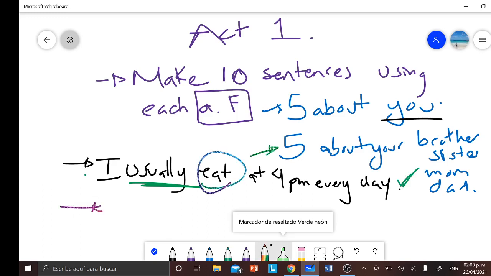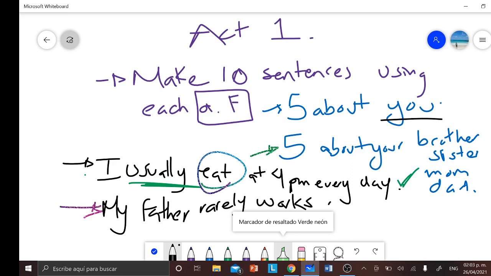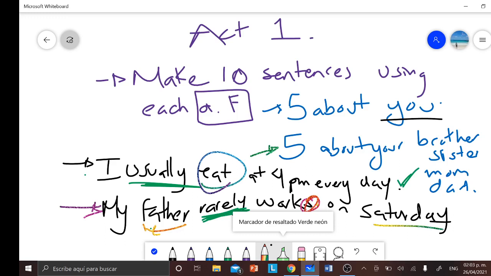And over here, the other one, la otra pues sería, por ejemplo, about my dad. My father rarely works on Saturdays. The adverb of frequency will be rarely. Mi papá rara vez trabaja. Acuérdense que aquí en este caso es with an S porque my father is he. Cuando sea he, she, or it, el verbo va a ir con S, ya saben. My father rarely works on Saturday. Mi papá rara vez trabaja el sábado.